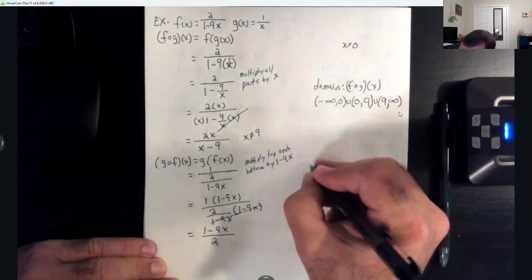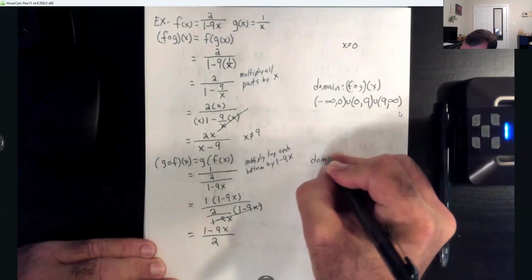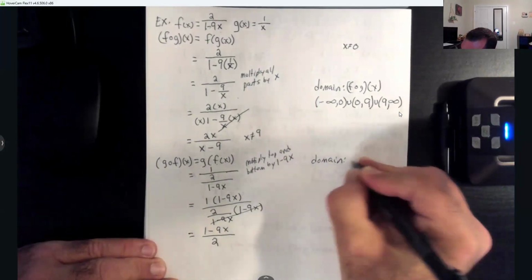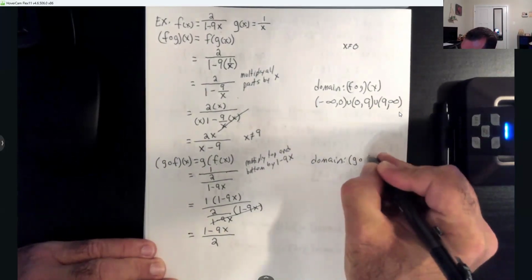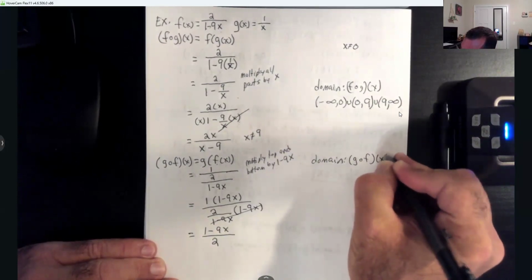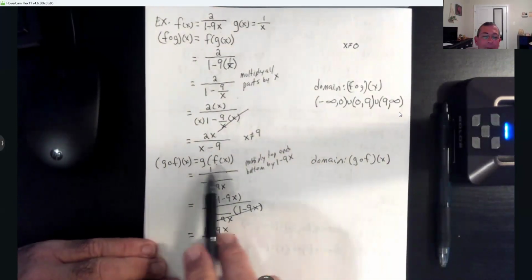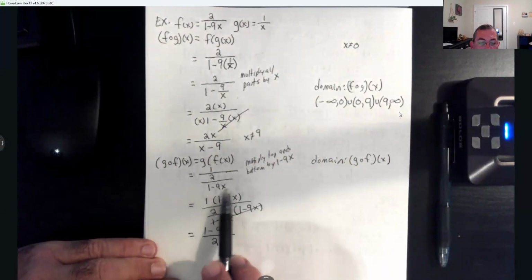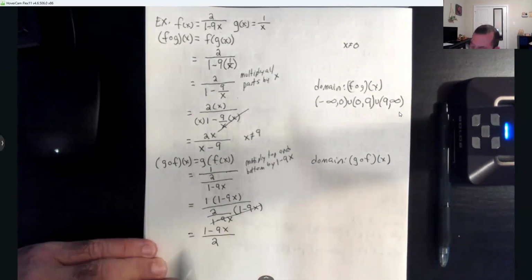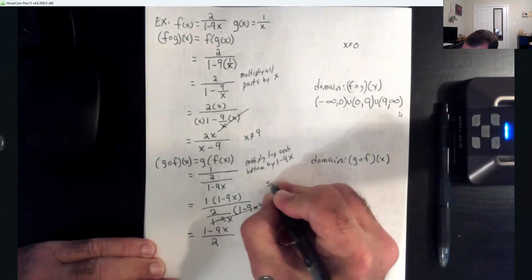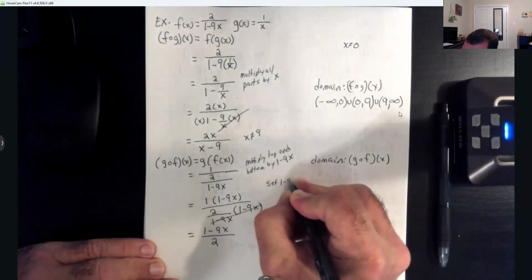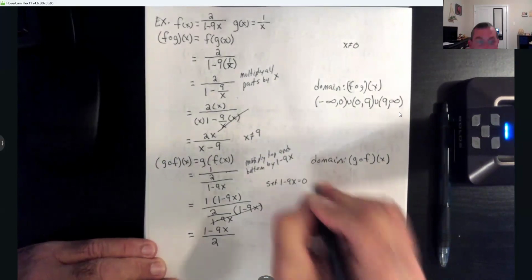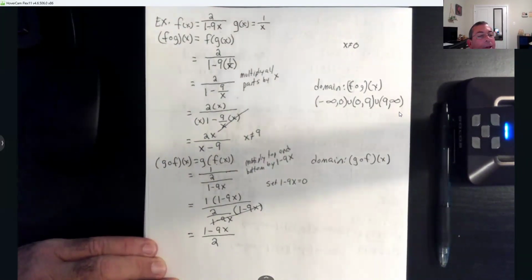All right, so now the domain of our g composed f of x. So that was right here. So we said the only part we worried about was right here. So remember what you would do, you would set 1 minus 9x equal to 0, and y'all would actually solve that, okay?